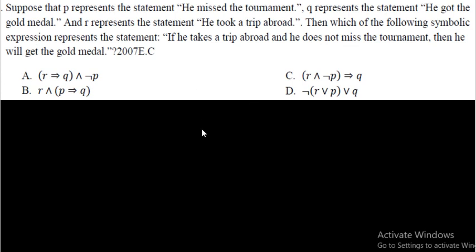The next question, it says, suppose that P represents the statement he missed the tournament, and Q represents he got the gold medal, and R represents the statement he took a trip abroad. Then which one of the following is the symbolic expression that represents the statement if he takes a trip abroad and he does not miss the tournament, then he will get the gold medal.